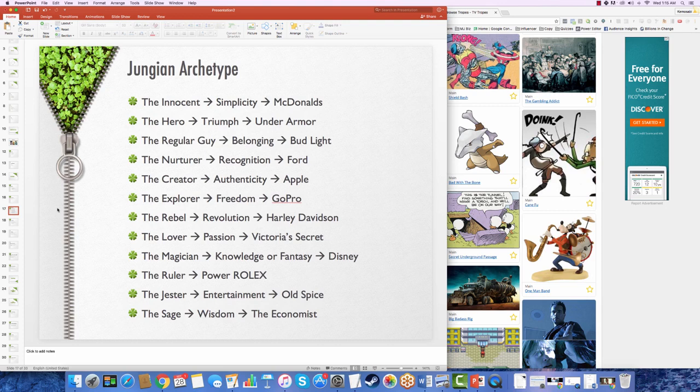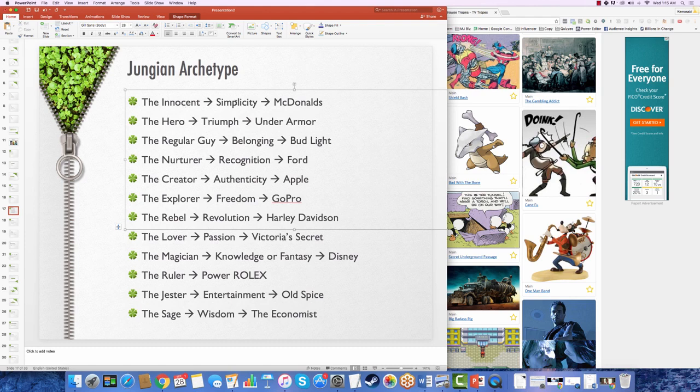So I'm going to talk about all these, and I'm not going to go into super, super deep detail, but I am going to link them with the feeling or the primal desire, primal fear, whatever you want, and also a brand that does it really well. So the first one is the innocent. The innocent archetype exemplifies simplicity. And simplicity is really appealing for a lot of people because we don't like to think as hard as people say they do. So simplicity is huge, and simplicity and ease and the simple life, all that kind of stuff.